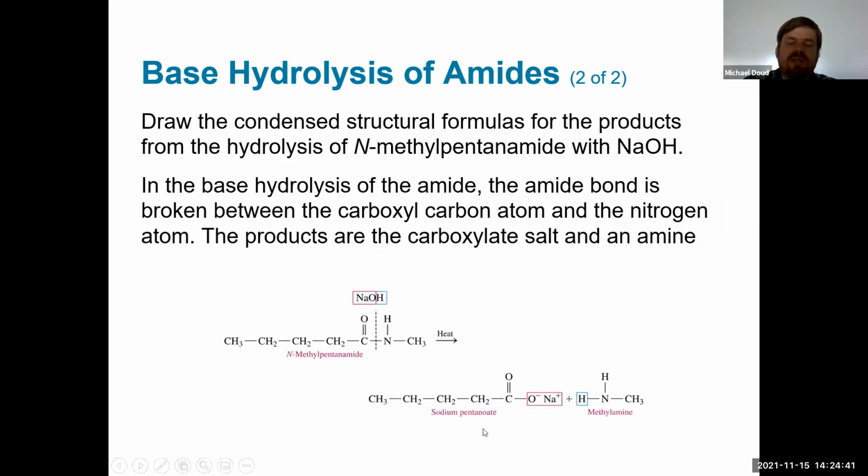Okay, and if you want to see it in condensed structural form, that's what this looks like here. So again, this is N-methyl pentanamide. We split that carbon nitrogen bond. That leaves us with the neutral amine in this case for the base hydrolysis, and the carboxylate salt of the carboxylic acid.